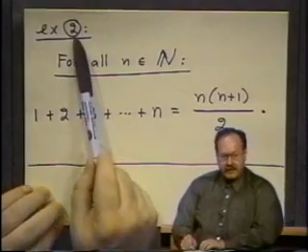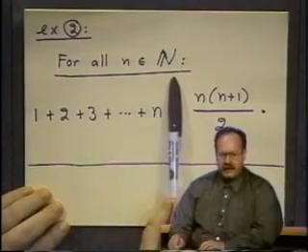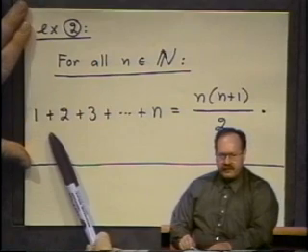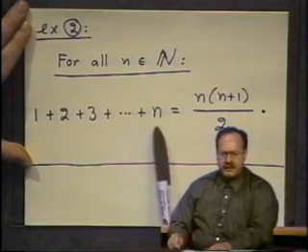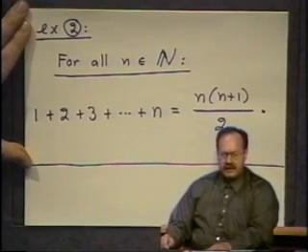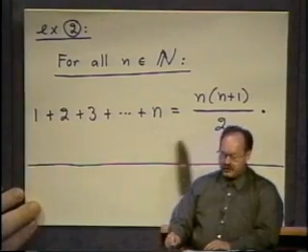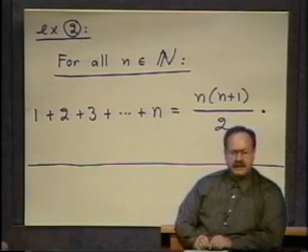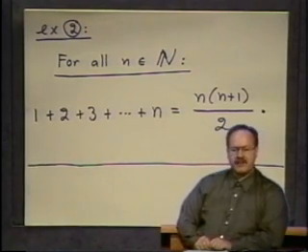Here is the one, number 2: for all n in the natural numbers, go ahead and prove that 1 plus 2 plus 3 up to n is equal to n times n plus 1 over 2. That's what I want you to prove now. So go ahead and try that using exactly the technique I just showed you. And I'll come back in a moment and show you what I did.